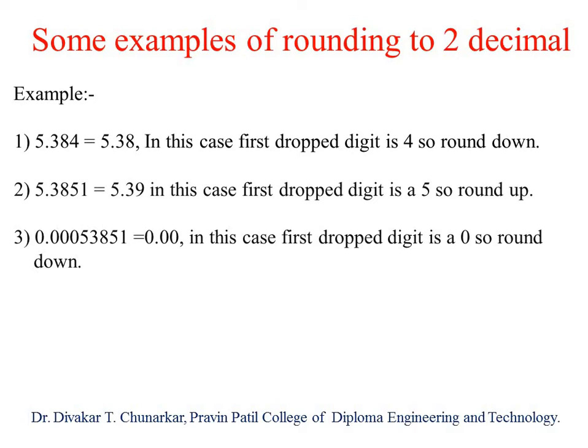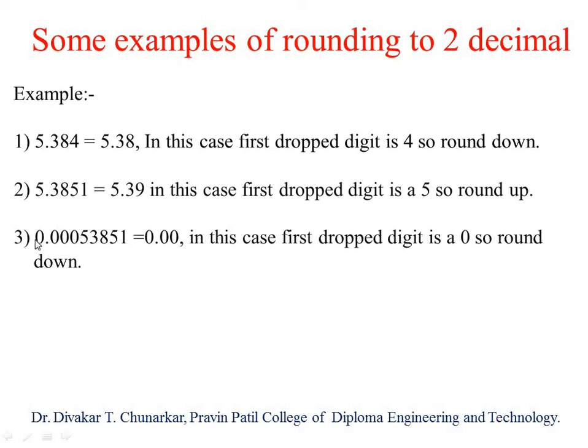Example number 1, I will revise again. 5.384 equals 5.38. In this case, the first dropped digit is 4, so this is a round down number. Second, 5.3851. Here I can drop 5 and 1, so I can write 5.39. In this case, the first dropped digit is a 5, so this number is rounded up.